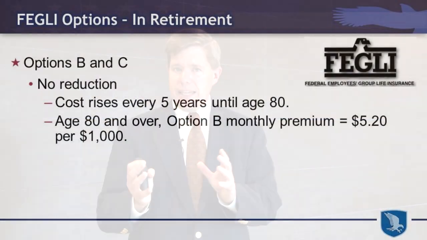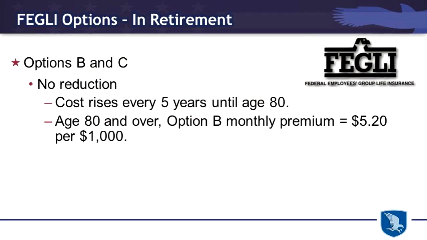If we look at option B, it can be rather complicated. Again, as I've mentioned before, the very costly option. If you choose no reduction in B and C, the cost will rise every 5 years until age 80. At 80 and over, option B monthly premium is $5.20 per thousand. That's a lot of cost for insurance as you're looking forward.